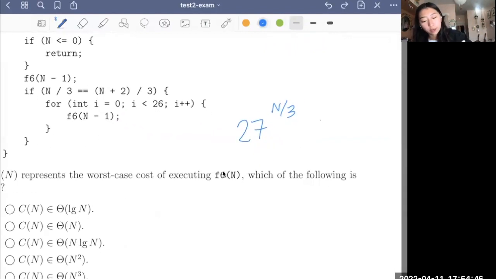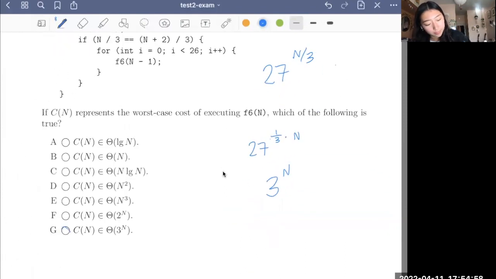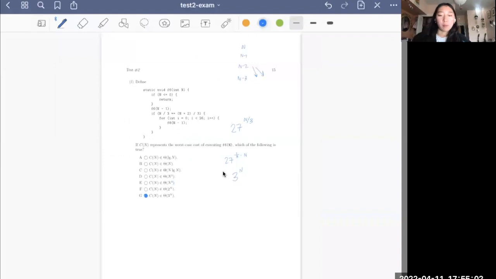If we work it out, we see this is 27 to the 1/3 power times n. And the cube root of 27 is 3. So this is just 3 to the n. Thus, the correct option is G. And that is all of problem 6.